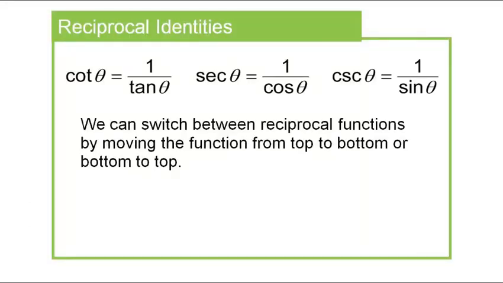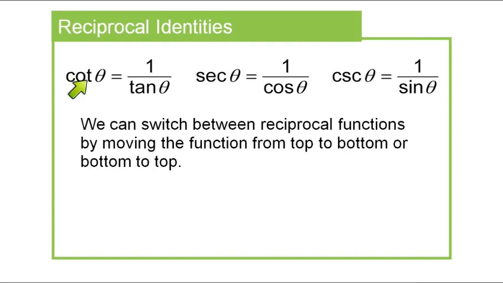Now let's take a look at our reciprocal identities, and we are very familiar with these. We've been using these all semester. Cotangent is the reciprocal of tangent, secant is the reciprocal of cosine, and cosecant is the reciprocal of sine. So we can switch between these different reciprocal functions by moving the function from the bottom to the top or the top to the bottom.